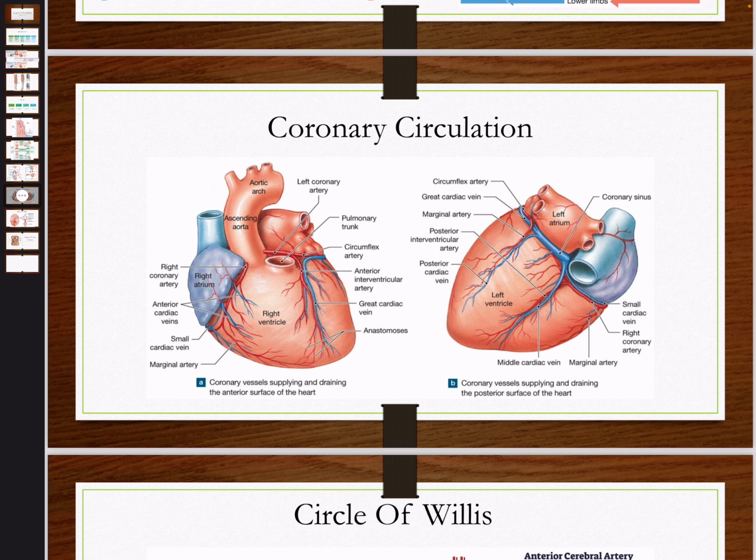And coronary circulation is going to supply blood to the cardiac muscle tissue. So, of course, the right coronary artery is going to supply blood to the right atrium and parts of both ventricles. It's going to branch into the marginal and posterior interventricular arteries, while the left coronary artery supplies blood to the left atrium, the left ventricle, and the interventricular septum. These branches are the circumflex and anterior interventricular arteries.